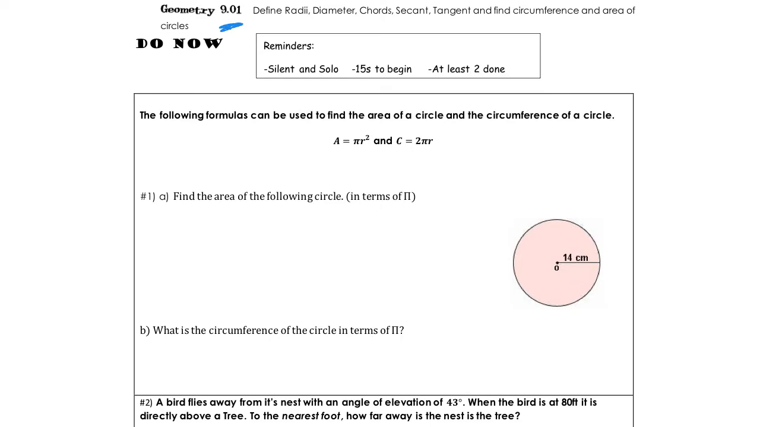Some things you need to know about circles are the area formula and the circumference. You might have seen these two formulas back in middle school. Just remember, area is talking about the inside of the circle, how much space is in there. And the circumference is talking about the distance around the outside of the circle, like the perimeter. So that's area and circumference.